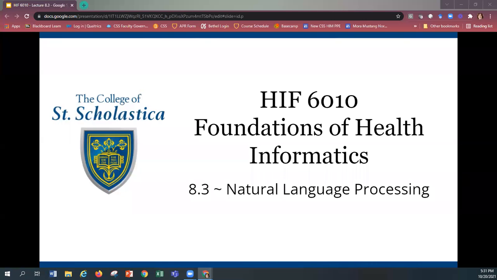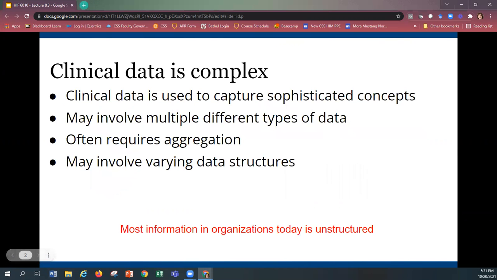Welcome to lecture 8.3. The focus of this will be on natural language processing. So as I hinted at earlier, clinical data is complex for several reasons. First, it's used to capture sophisticated concepts, such as a patient's health condition. It involves the use of increasingly varied data, including structured, semi-structured, and unstructured data sources. And, it's used by varying constituents at differing levels of the healthcare system, which requires aggregation.